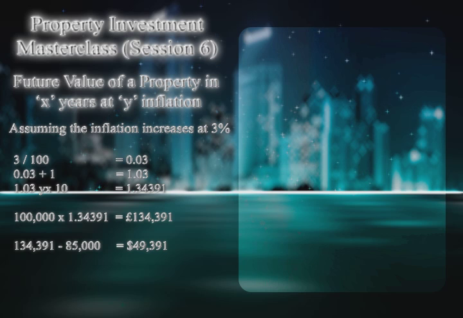You always calculate that multiplier. And in the same way, you can use that multiplier effect that you can calculate the future value of rent and the future value of profit. So let's say you was getting £500 a month rent, you would take that multiplier again, that 1.34391, you'll times it by 500, and that will give you the rent of £671.95.